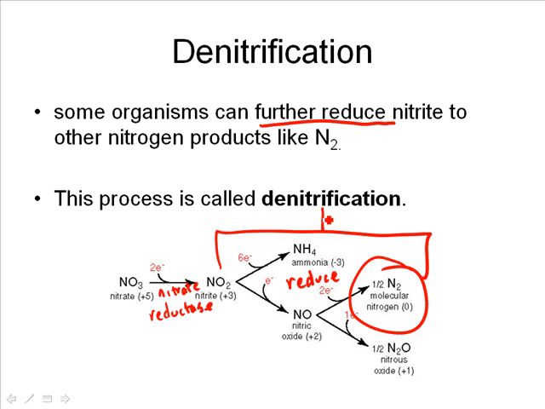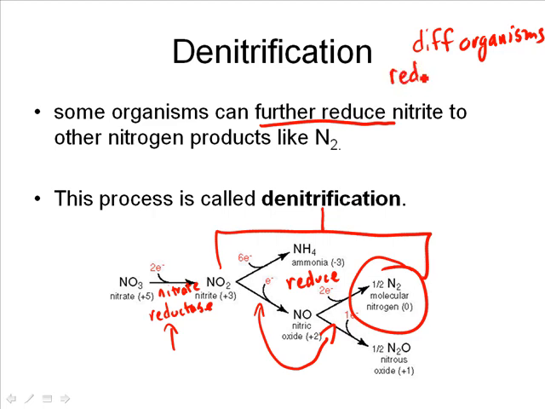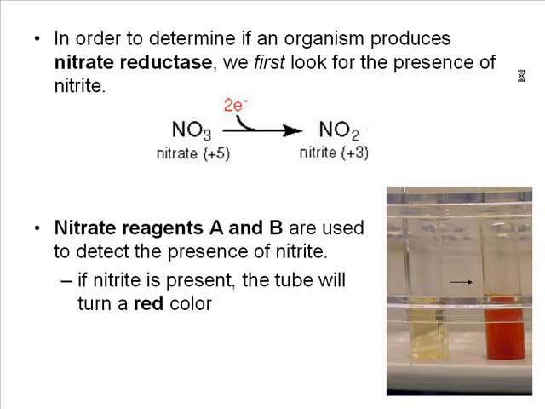Now, not all organisms can carry this out. Not all organisms have nitrate reductase. Not all organisms have the enzymes to denitrify. So now what we're going to do is differentiate organisms based on their ability to reduce nitrate. Now, this is actually going to be a 2-step process, so I really want you to focus on what is happening at each individual step.